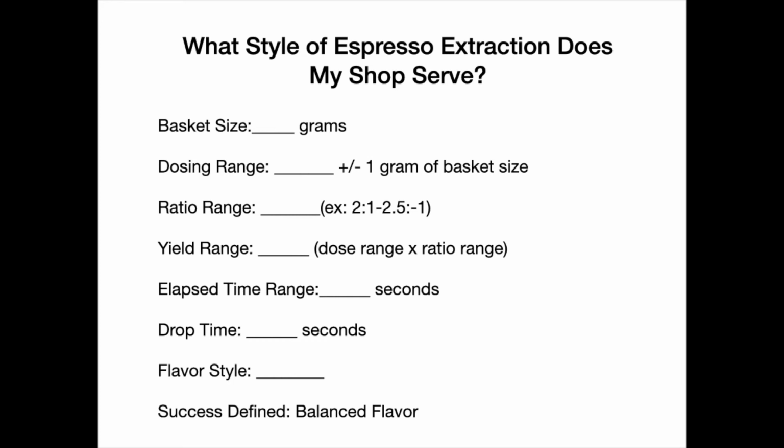So you think about basket size, go to the manufacturer, find out the basket size in grams. Dosing range, I would encourage you to keep it plus or minus 1 gram of basket size. For your ratio range, identify a range, right? We serve a 1.2 to 1.5-to-1 ratio. We serve a 1.9 to 2.1-to-1 ratio. When you think about all of these different elements, start to identify the framework, the boundaries for yourself, so that you have something to work within.